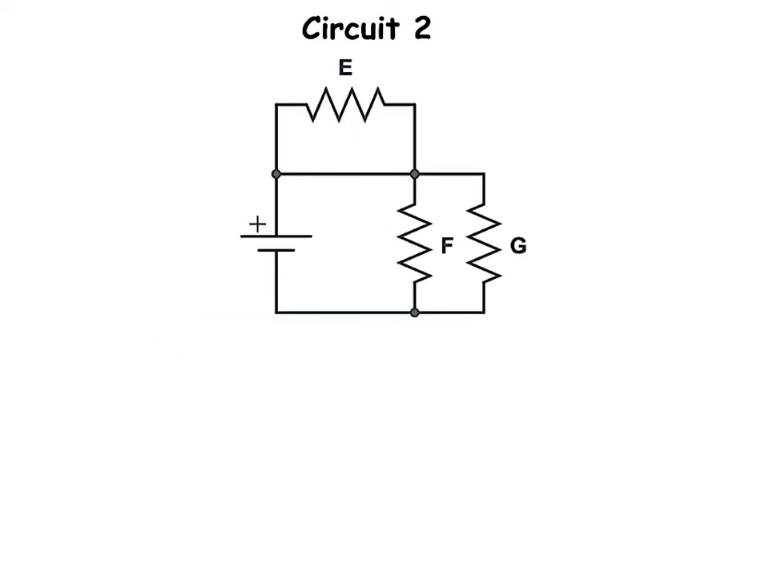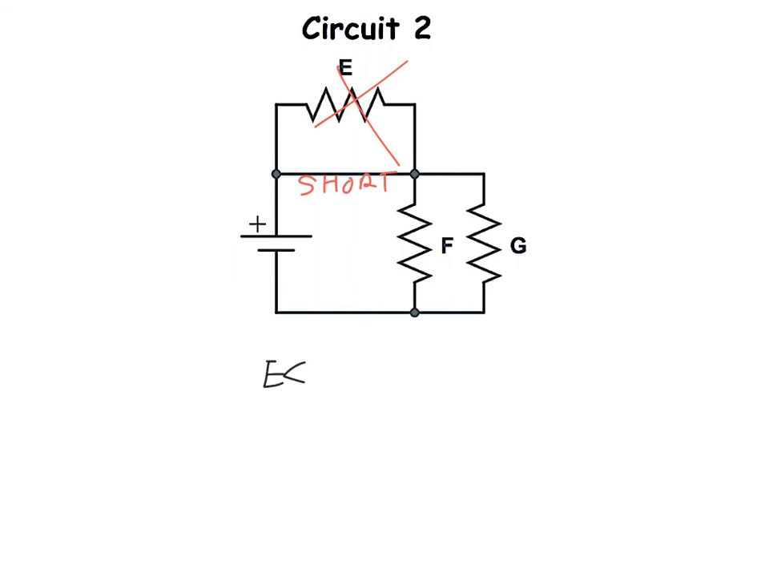Moving on to circuit 2 here, what I see right across the battery is right here I have a short. Okay, the current comes up here from the battery, and it either can go through resistor E or it can take this shortcut. So that means that we have shorted out resistor E, and there will actually be no current, no voltage across E. So E is going to be the least.